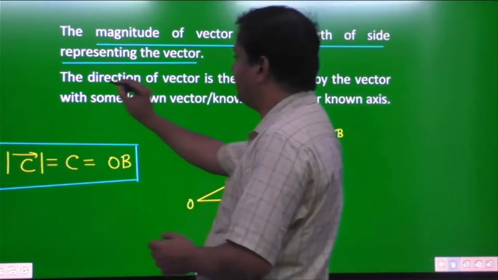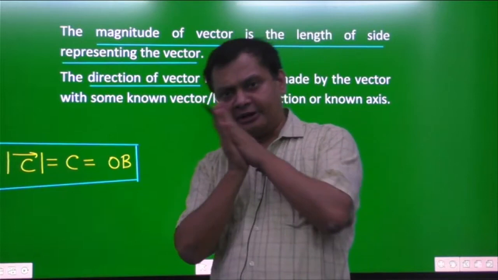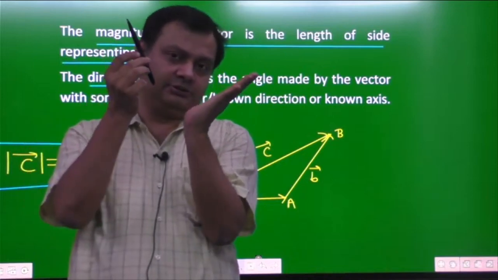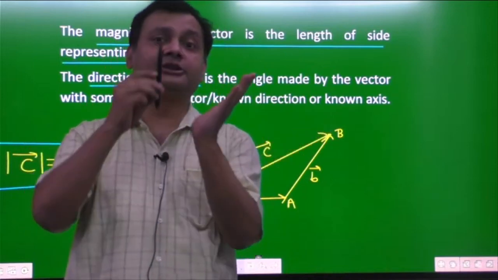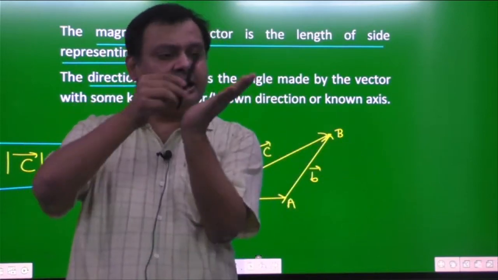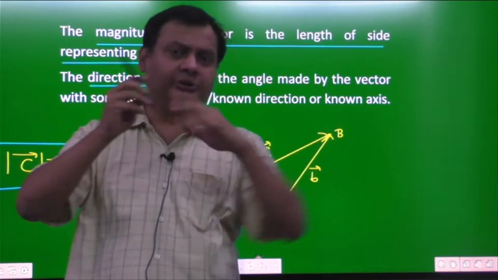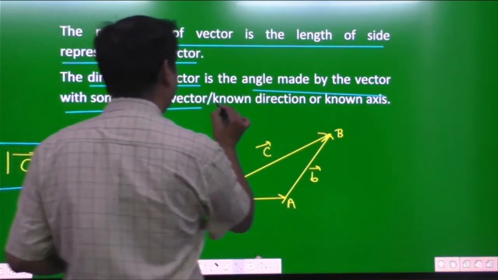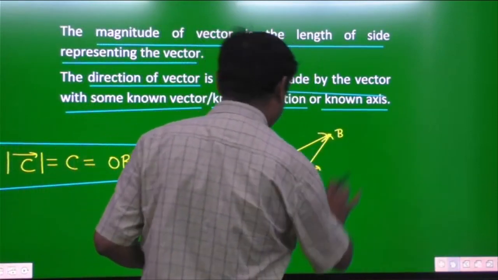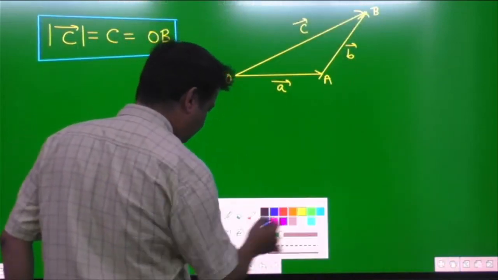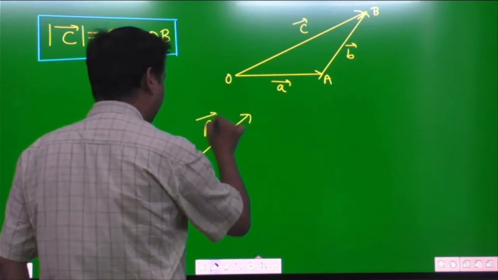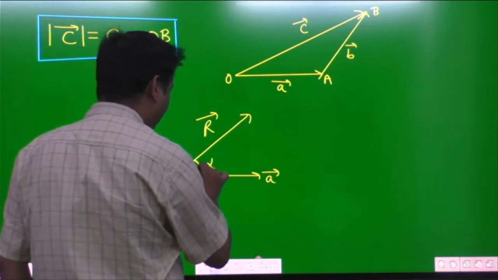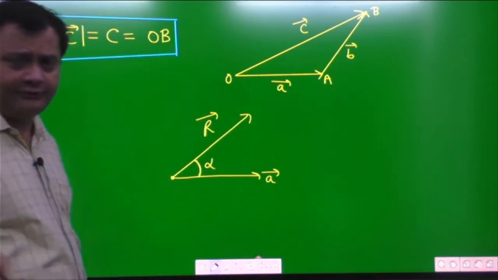Now let's see how we can find the direction of a vector. Now see, geometrically, the direction of a vector means the orientation of the vector. Now what is orientation? It means the angle subtended by the vector with some known vector, or known direction, or known axis. Okay. So suppose there is vector R. Suppose we have a vector R and the tail of vector R is coinciding with the tail of vector A, and this angle is alpha. So you can say vector R is subtending an angle of alpha with vector A.